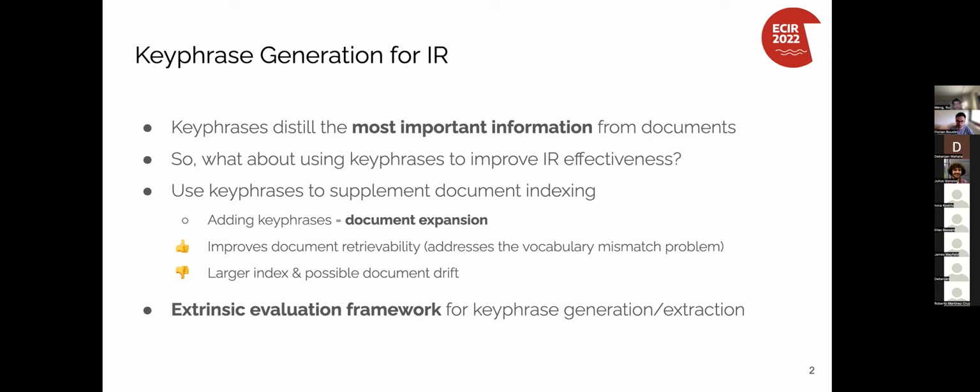Interestingly, using key phrases for information retrieval provides an extrinsic evaluation framework for key phrase generation and extraction models. We have seen that evaluating key phrases is not an easy task, and there are many limitations with current evaluation metrics. Thus, using an extrinsic evaluation framework allows for a better understanding of the limitations of current key phrase generation models.